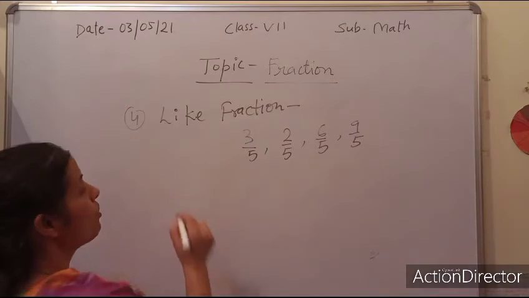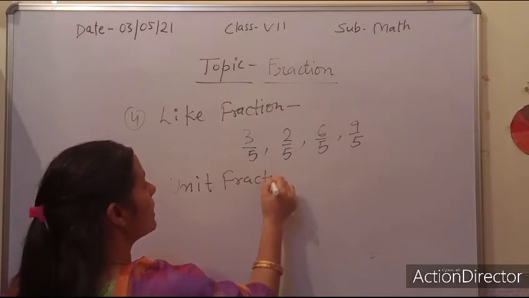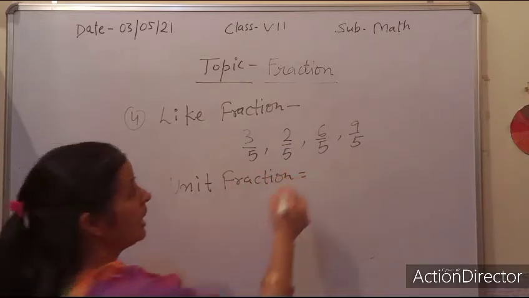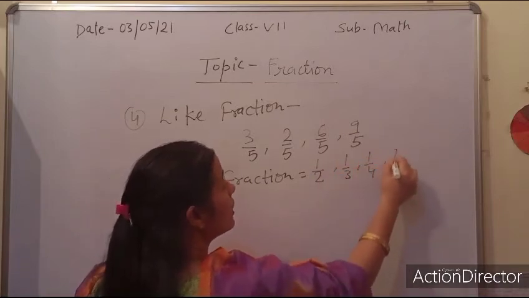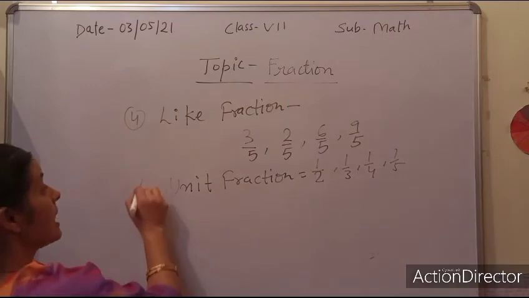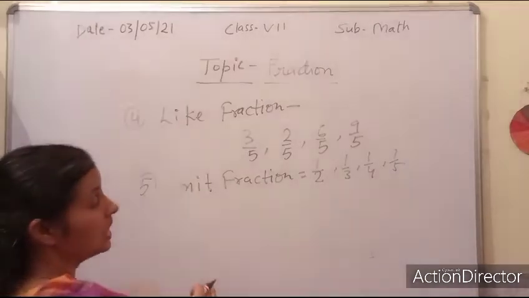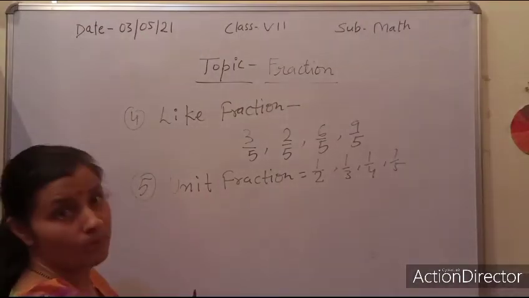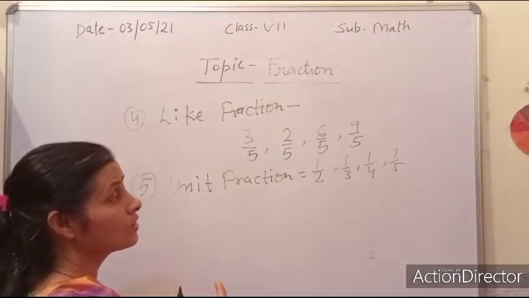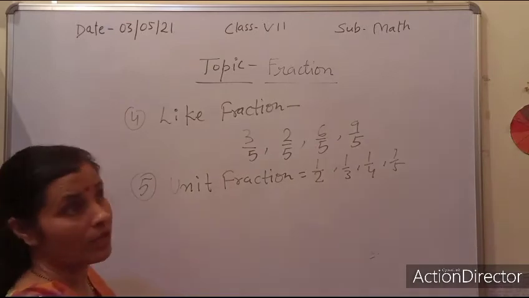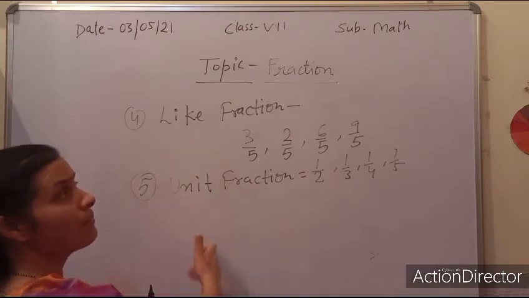Now, the fifth and the most important, that is unit fraction. What does unit fraction mean? Unit means 1. If the numerator is 1, that is called a unit fraction. These are basically the 5 types of fraction and you have to learn them, because they are very important and will make your solutions easy. Then you will not have any difficulty when you solve exercises related to fractions.